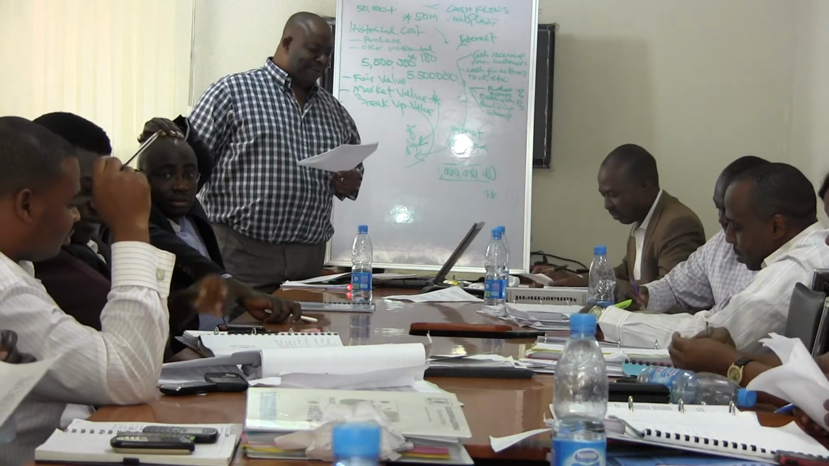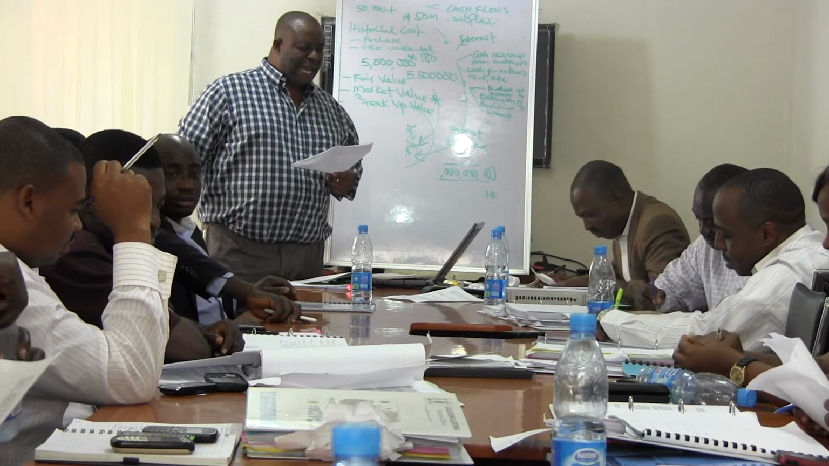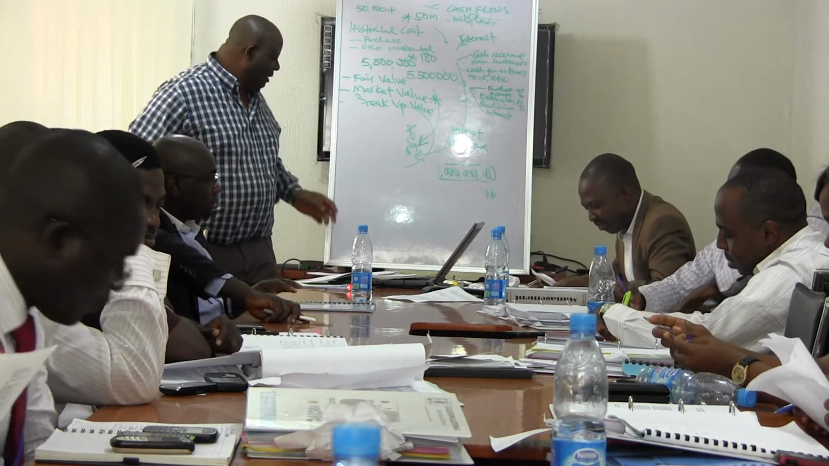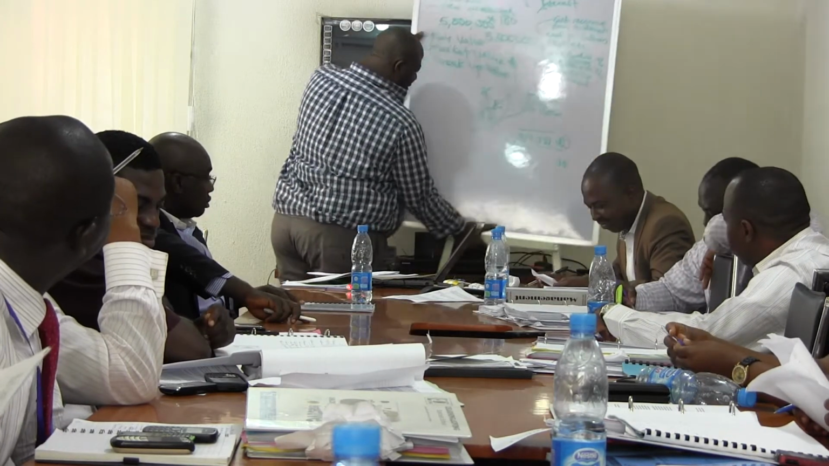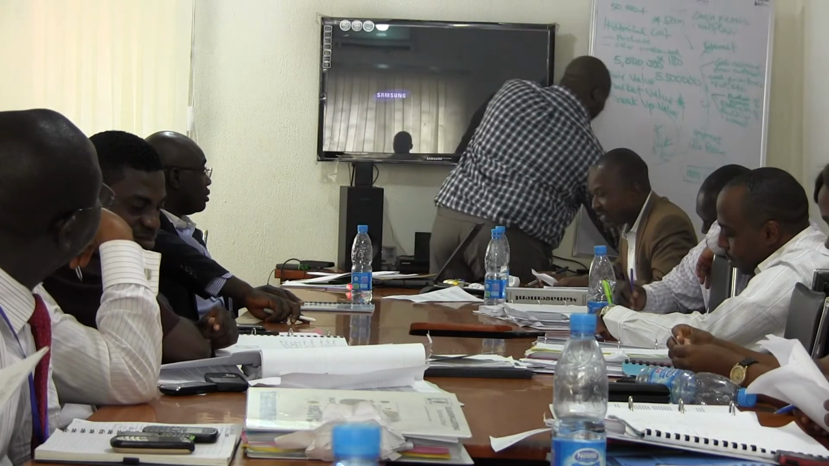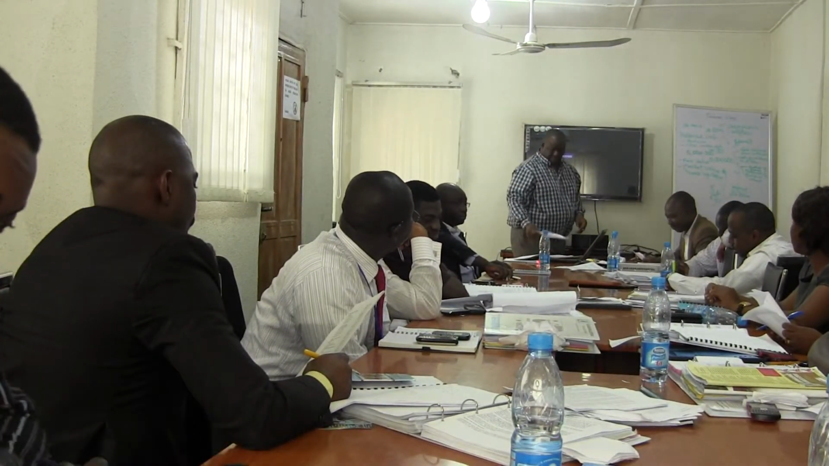Question number 4. How is gross profit margin calculated? If you know it, raise your hand. C. The answer is C.